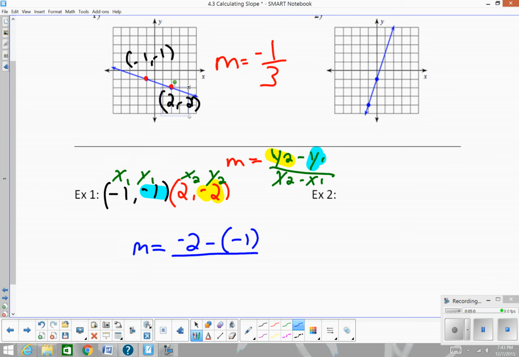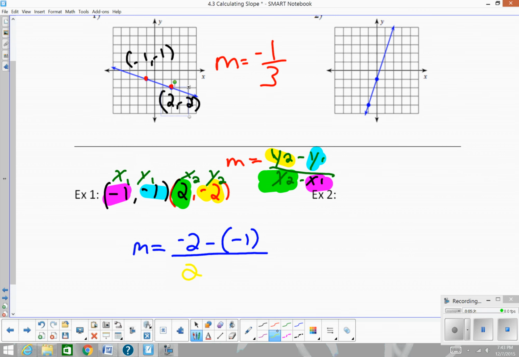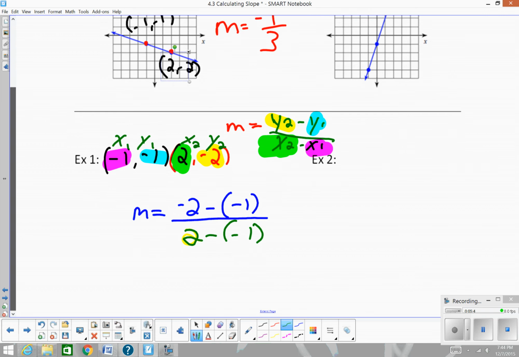Now that's going to be all over your x2. In this case, it is positive 2, minus your x1. In that case, your x1 is right there. So it's my green, which is x2. In that case, it's 2. Whoa, let's go with a different color. 2 minus, what's my x1? Negative 1.